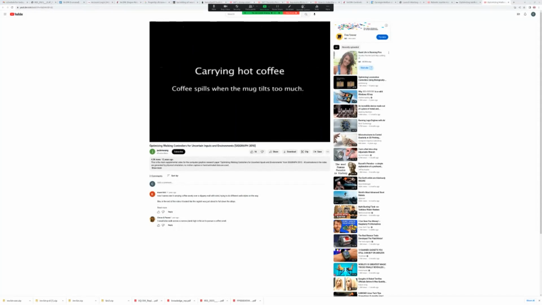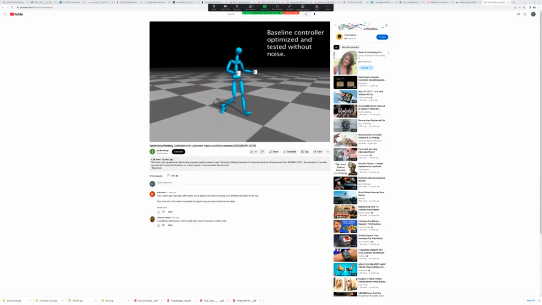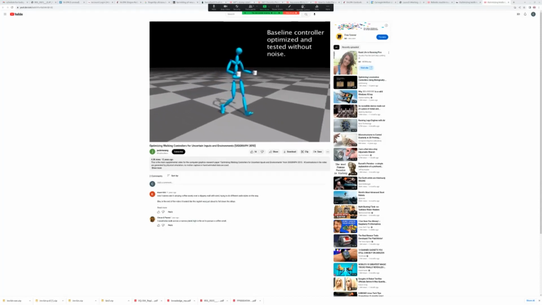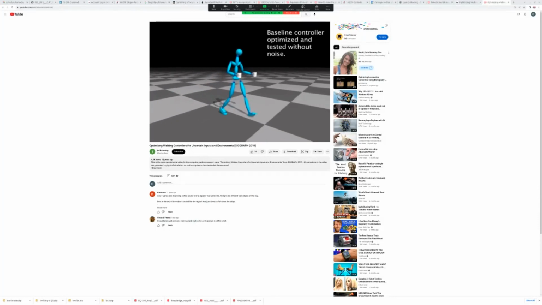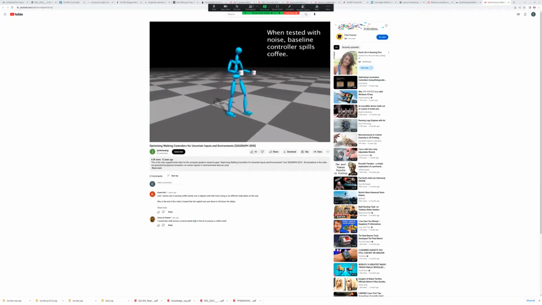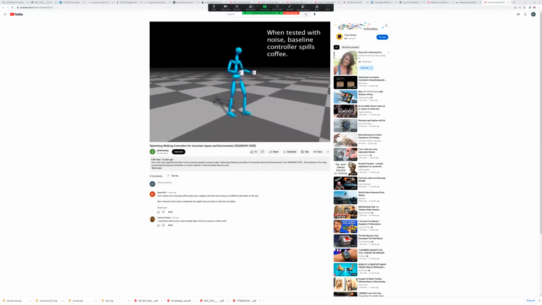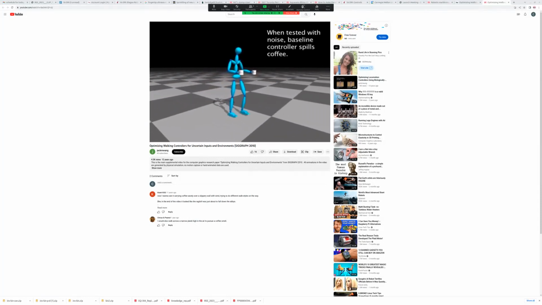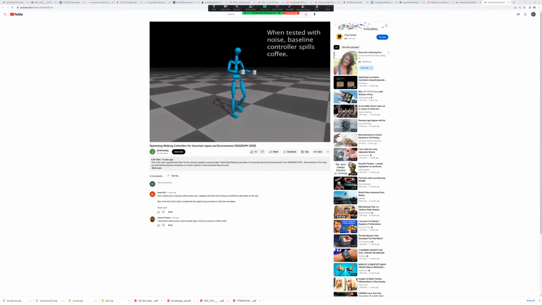So now they're walking on ice and hot coffee. The baseline controller is pretty jerky. They don't simulate liquids very accurately, but there you go.